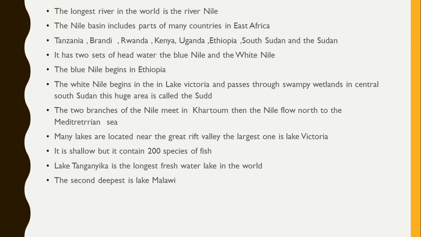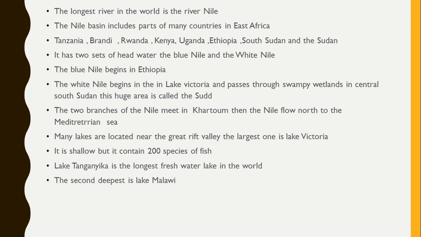Also, we have talked about the two sets of headwater which the Nile comes from, which are the Blue Nile and the White Nile. The Blue Nile begins in Ethiopia, and the White Nile begins in Lake Victoria, then passes through swampy wetlands in central Sudan. This huge area is called the Sudd. So the Sudd is a huge area that consists of swampy wetlands in central Sudan. The two branches of the Nile meet in Khartoum, then the Nile flows north to the Mediterranean Sea.